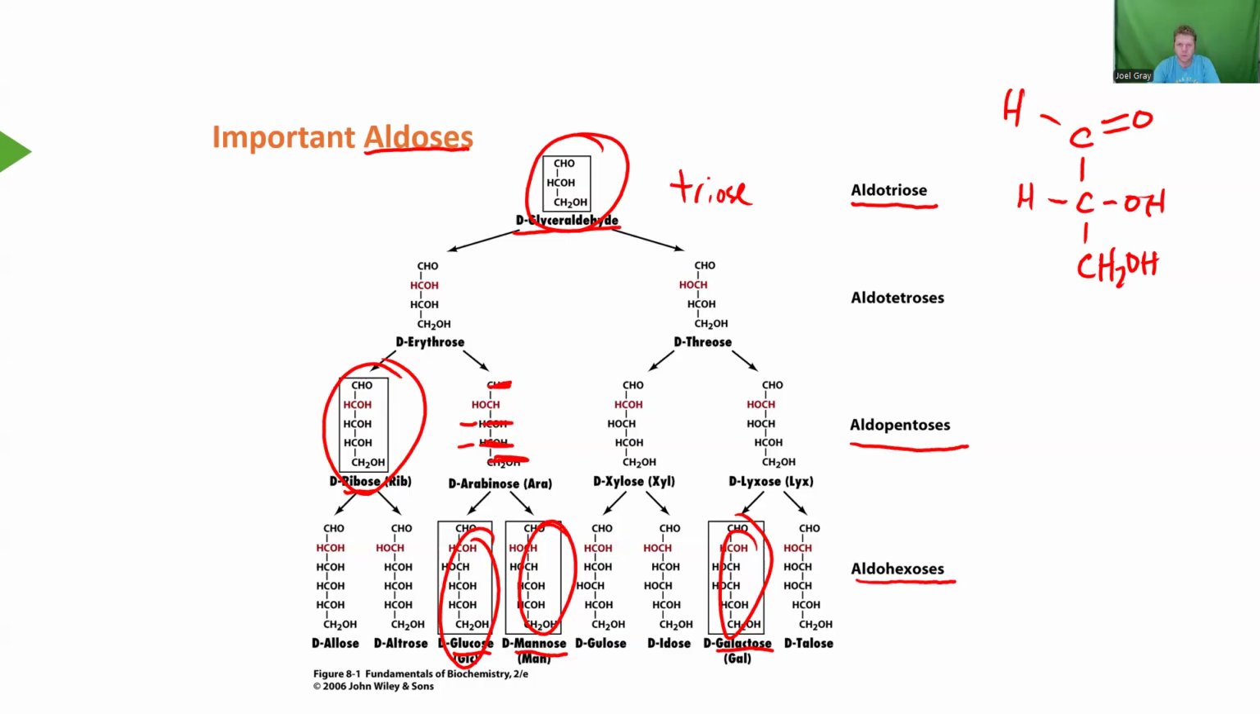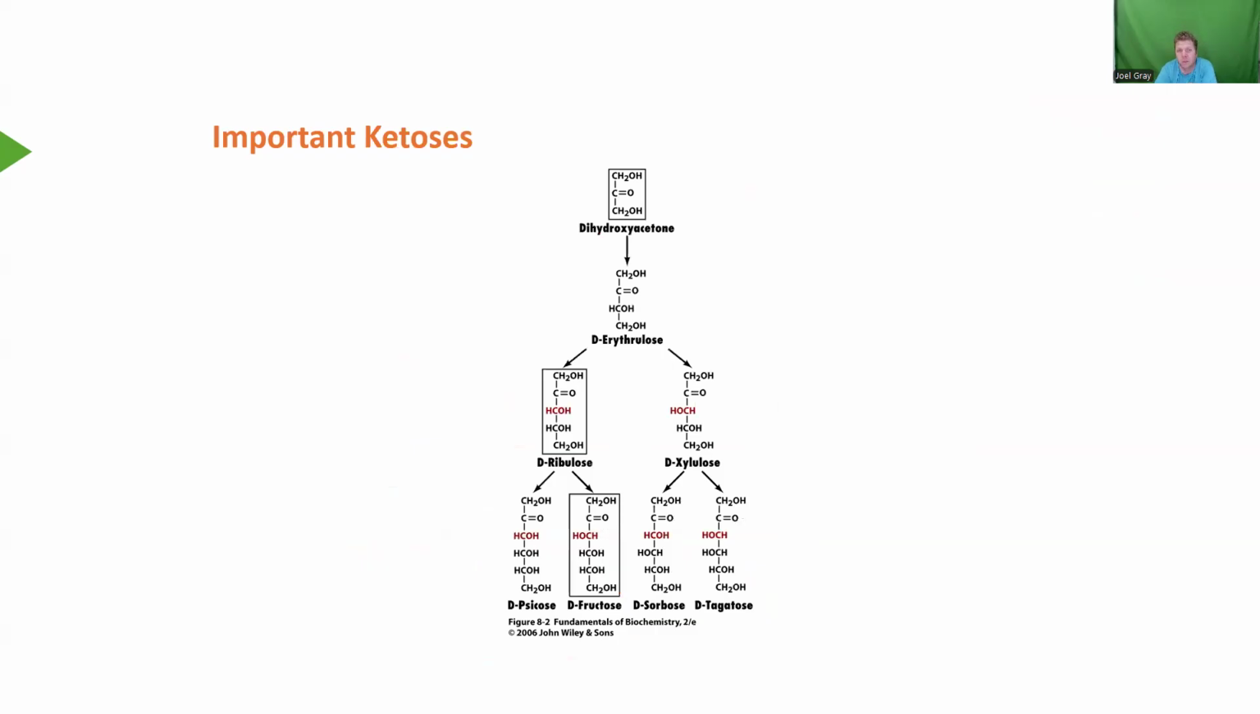All right. So now we can move on to our ketoses. Our ketoses, there's fewer of them. There's three ketoses that I want you to be able to identify the structures of. They are dihydroxyacetone, ribulose, and fructose. Okay, so the differences between dihydroxyacetone, ribulose, and fructose. Well, this is a ketotriose.